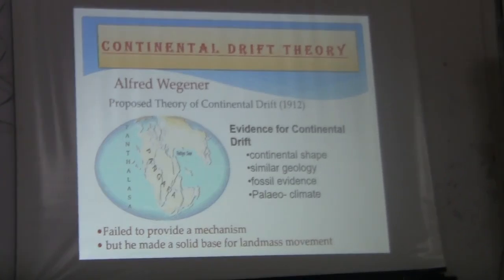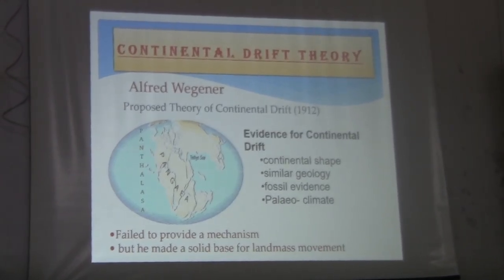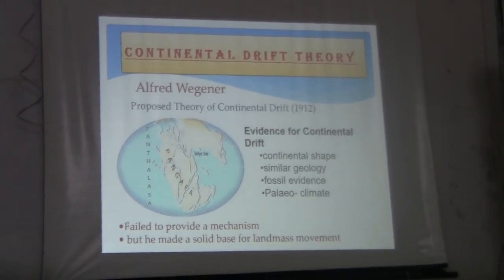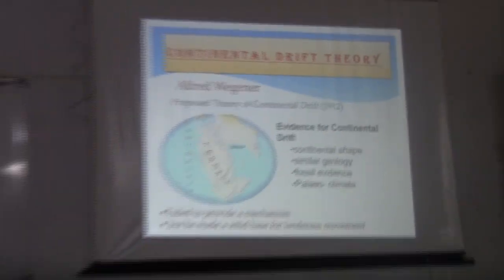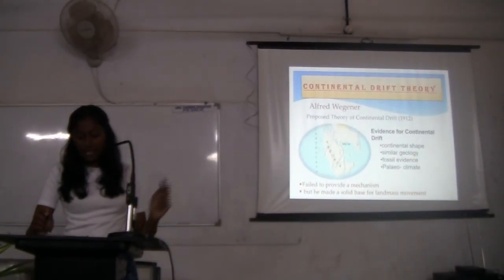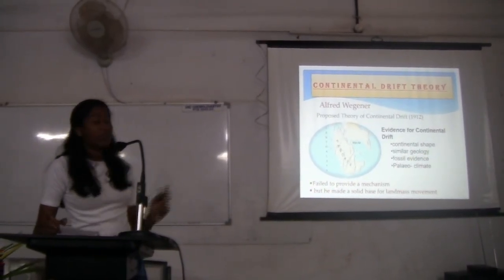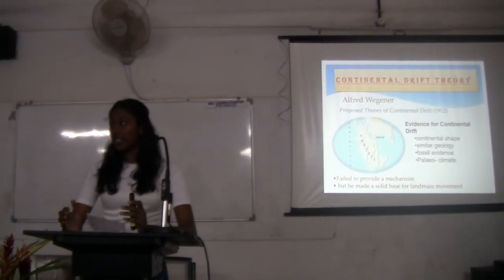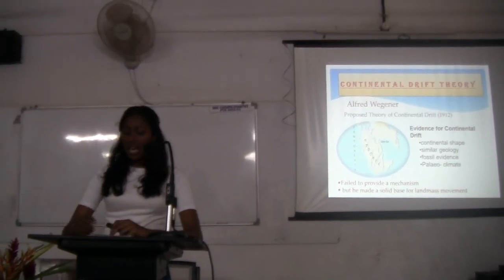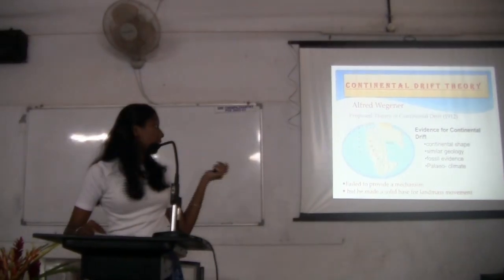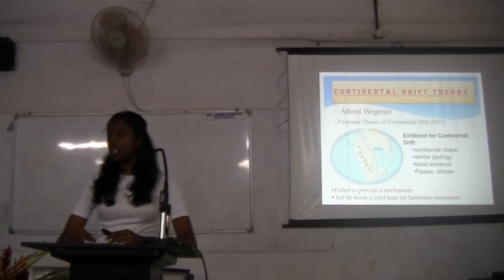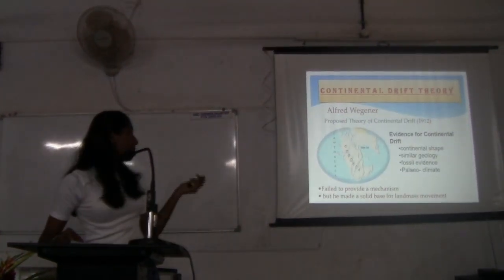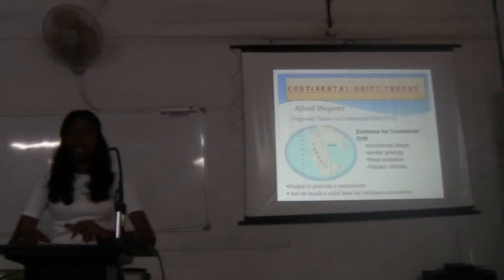Next one is continental drift theory by Alfred Wegener. He proposed this theory on the basis of some evidence, such as continental fit, which means when we put all the split continents together, they join like a puzzle-like structure. And also we can see similar geological features in those areas. Also we can see fossil evidence and paleoclimate.